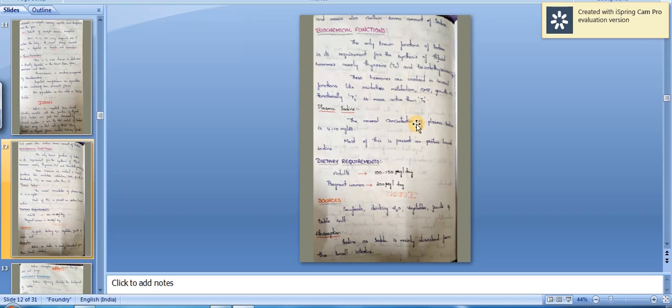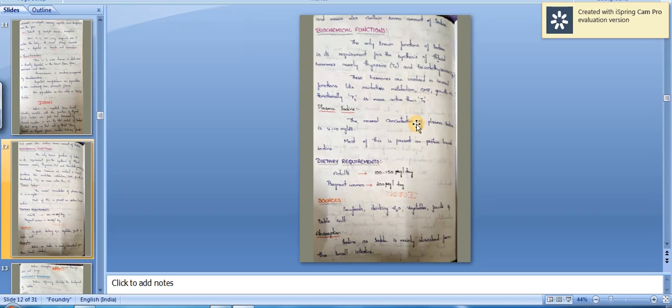Plasma iodine. The normal concentration of plasma iodine is 4 to 10 micrograms per dl. Most of this is present as protein bound iodine. Next, coming to dietary requirements: adults require 100 to 150 micrograms per day, and pregnant women require 200 micrograms per day.